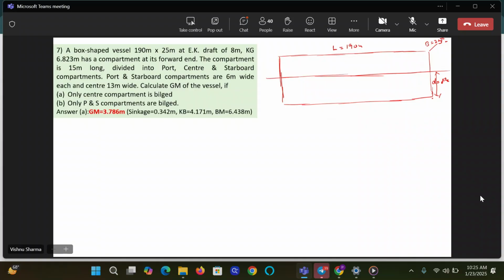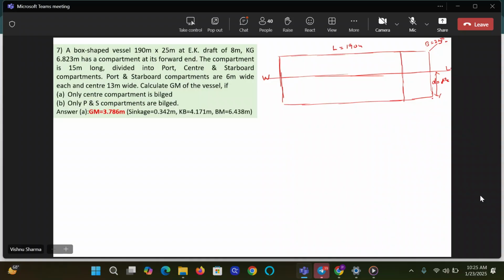It has a compartment at its forward end. When you see it from the side, you will not be able to figure out whether it is divided or not. So you see it from here. Is there any permeability, guys? No? Okay. Now, this is the water line in the intact condition.